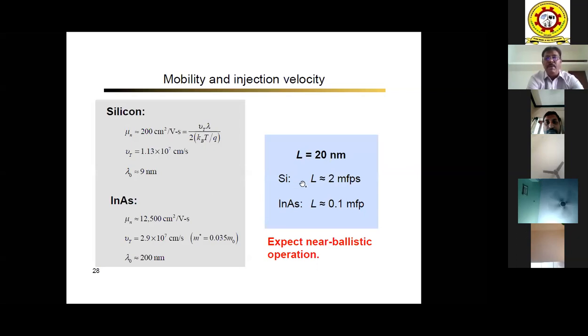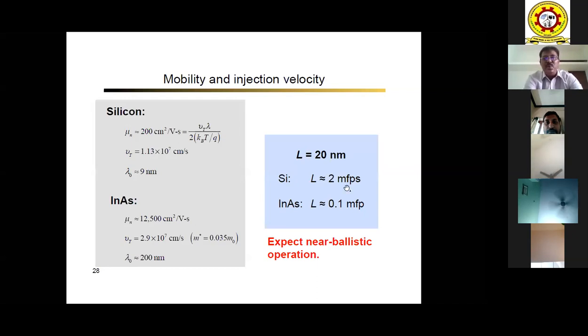But coming here, MFP means, as I said, mean free paths, right? Mean free paths. Now, 2 means at least 2 times for a 20 nanometer gate length, your carrier gets collided 2 times before it reaches the drain destination. So that's what it indicates.